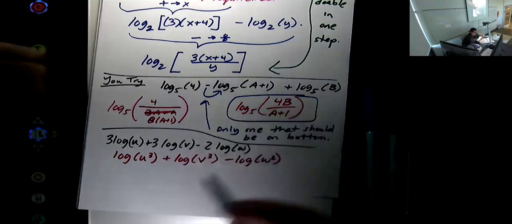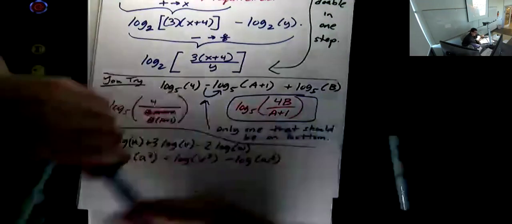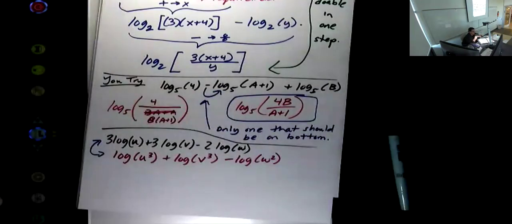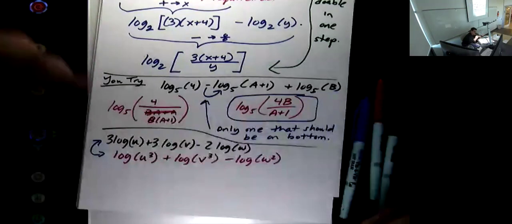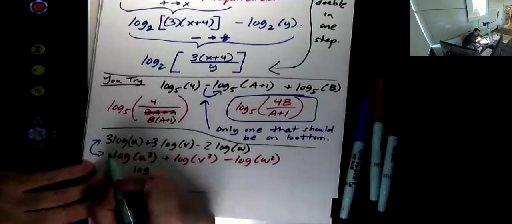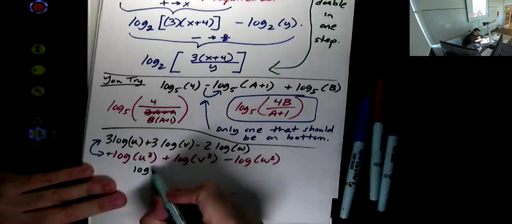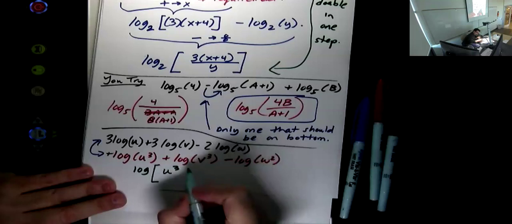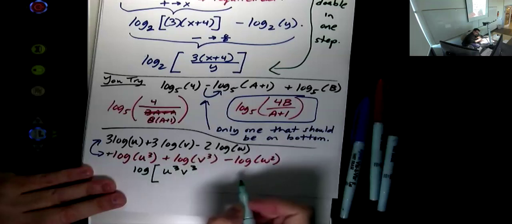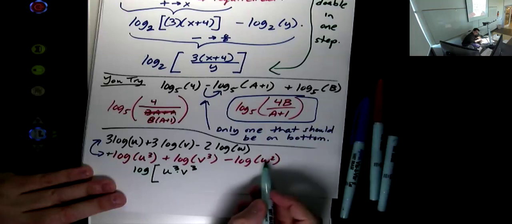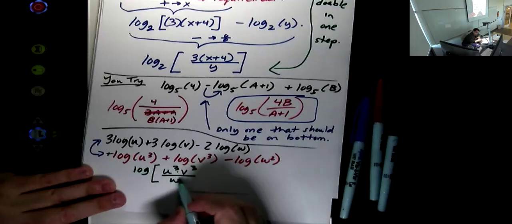And these are interchangeable lines. You can go either direction, they go back and forth. And then finally, we can put them together. This has an invisible plus sign, so it's on top. The b cubed has a plus sign, so it's on top, and they're multiplied together. And the w squared has a minus, so it's on the bottom.